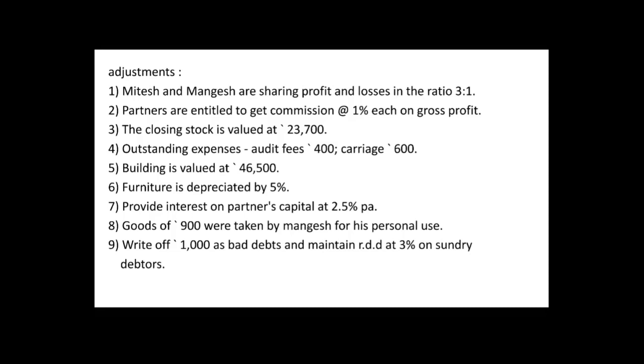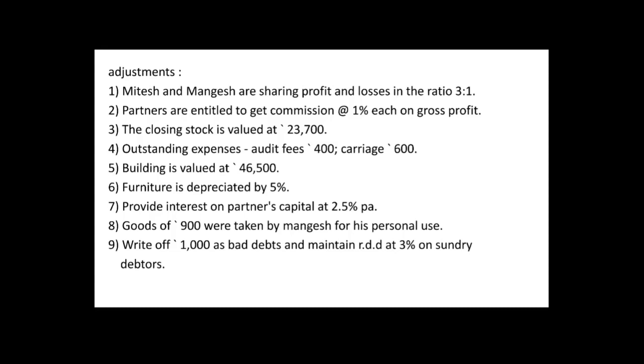The next one is the closing stock is valued at rupees 23,700. So this is a closing stock. If you want, you can mention the two adjustment effects over there. Closing stock has two effects: on the credit side of the trading account and on the asset side of the balance sheet. The next is outstanding expense.